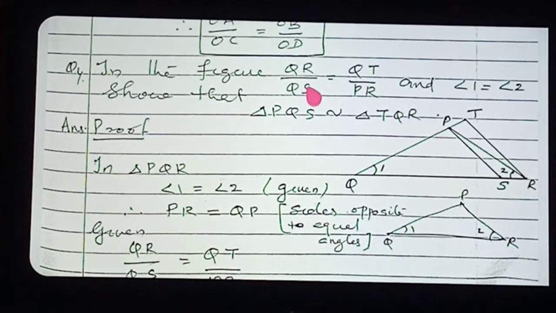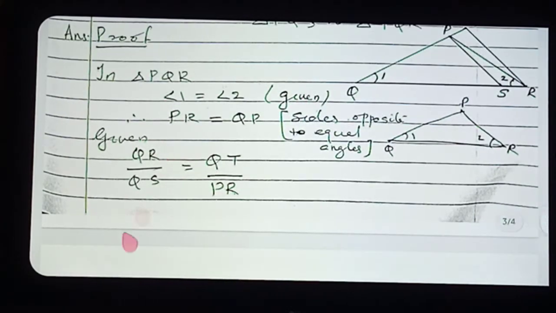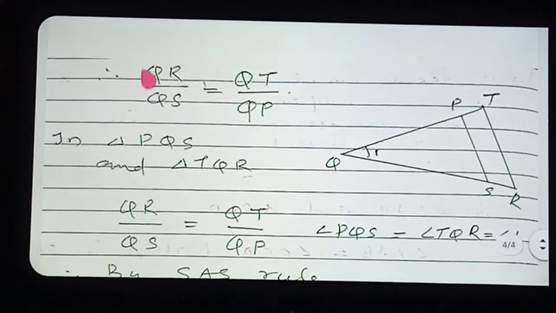See here. QR by QS is equal to QT by PR. In this PR position, instead of PR what are we writing? QP. So you will get the answer. Only one single technique, there is nothing else. In the place of PR we wrote QP. Here, that is what I have repeatedly written: QR by QS is equal to QT by QP.